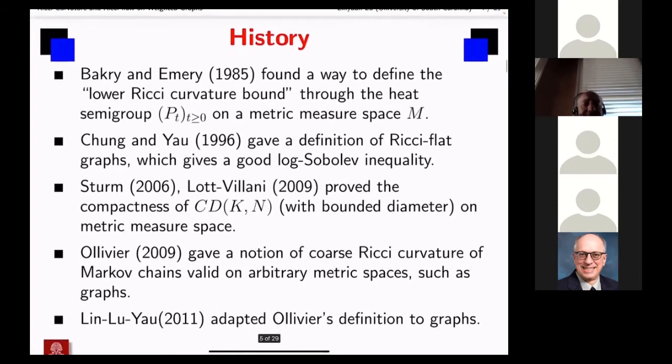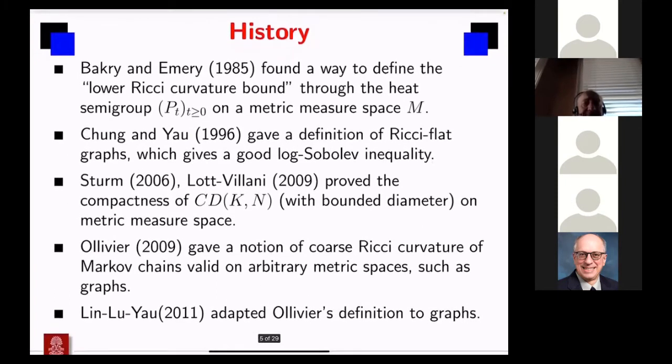All right. So I want to talk about the curvatures based on L1 distance. Earlier, in 1985, Bakry and Émery found a way to define so-called lower Ricci curvature bound, and that works over the metric space. And now Fan Chung and Yau, they define a class of graphs called the Ricci curvature flat based on Fraser. And they said, from that, you can have very good log Sobolev inequality. Sturm and Lott and Villani, they prove the components of the curvature dimension bound.